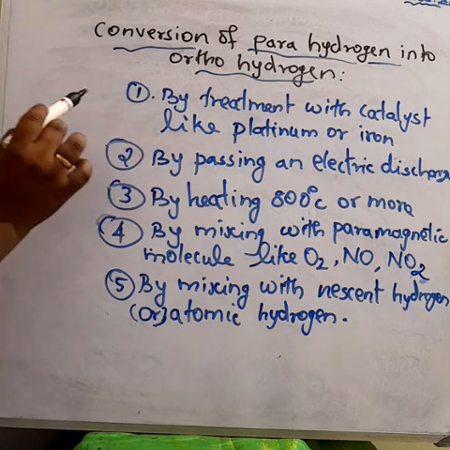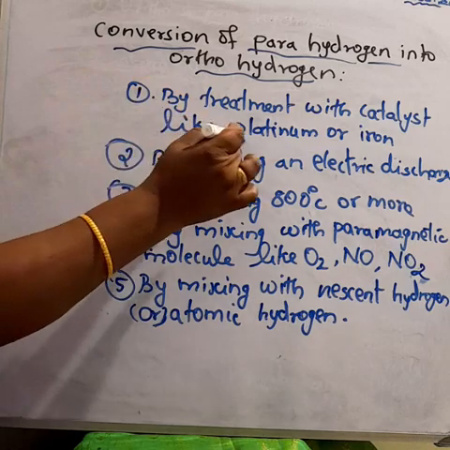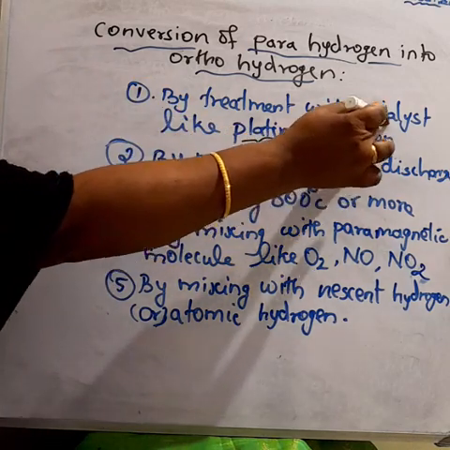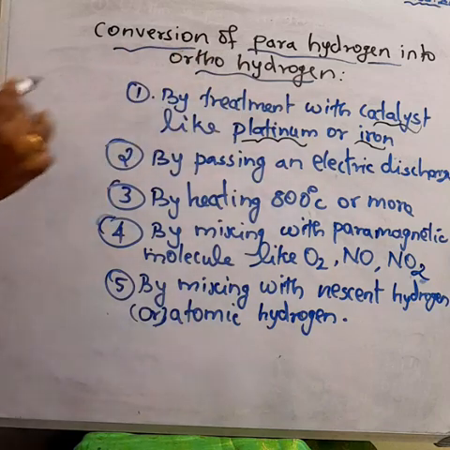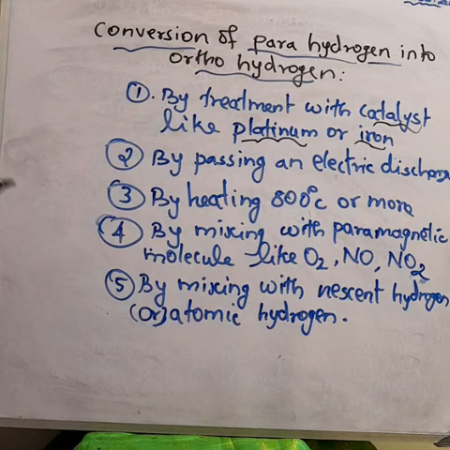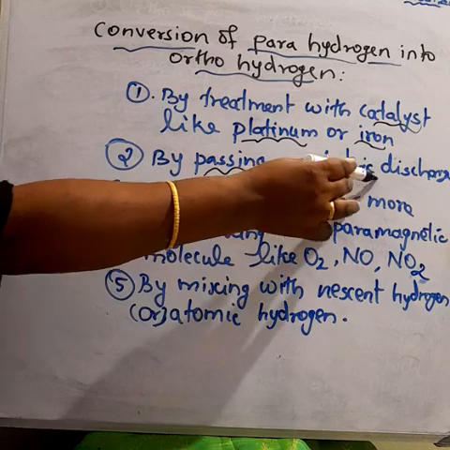First, we can apply any catalyst, that is, a platinum or iron catalyst, any one catalyst, and we can convert the para form into the ortho form. And secondly, the second point: by passing an electric discharge.